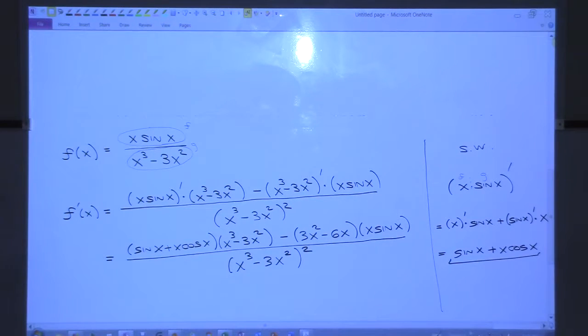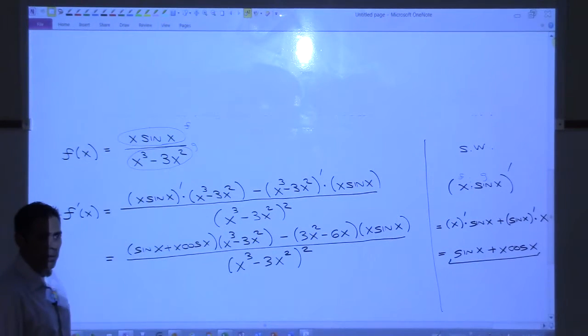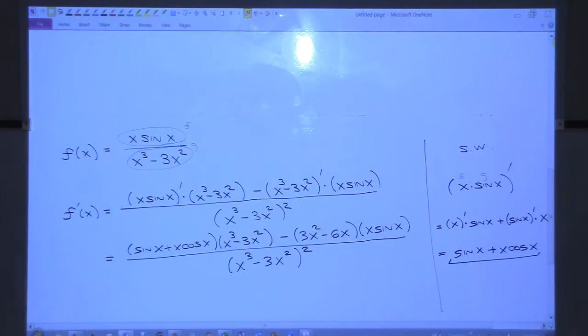And that, everyone, is the derivative. It's not pretty, but it's the derivative. Pardon? Just stop there. Well, we're done with the calculus. The calculus is over. At this point, anything we would do to this would be algebra.